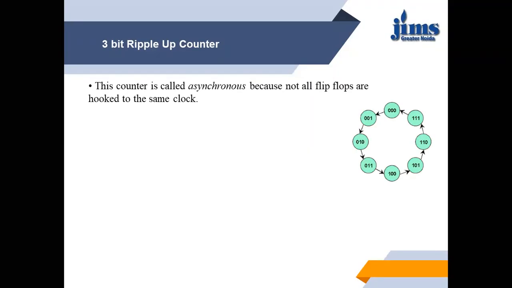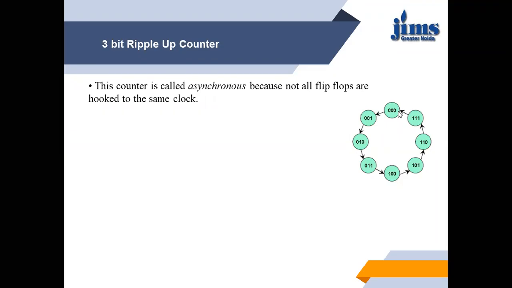You can see that if we start with 0, 0, 0, it will go to 0, 0, 1, that is 1, then 2, 3, 4, 5, 6, 7, and then again 0, and the cycle repeats. So here we use a 3-bit ripple counter. As we know, a flip-flop is a single-bit storage device. That means the number of bits which we are using to design a counter is equal to the number of flip-flops which we are using.